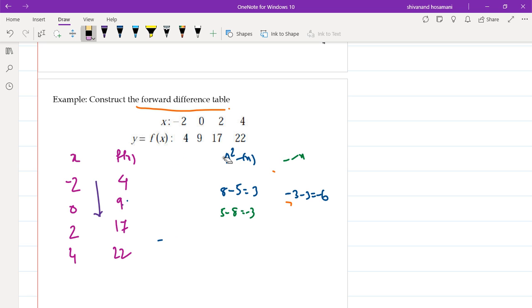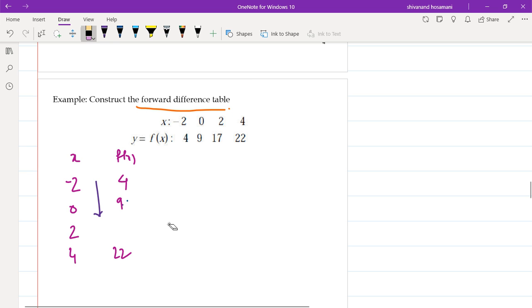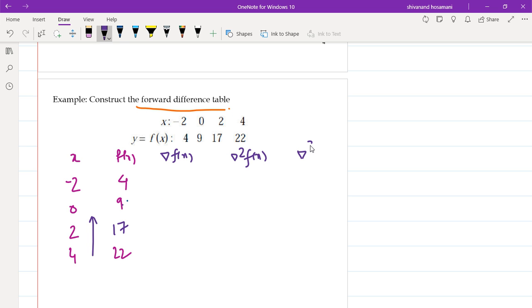Now let us see how the same table can be converted into backward difference. Already we have x and y values, right? So it was 17, right? The same table we are going to see how it works in the backward. When it works in the backward, it is moving from bottom to top. So now, this is del f of x, del square f of x, del cube f of x.